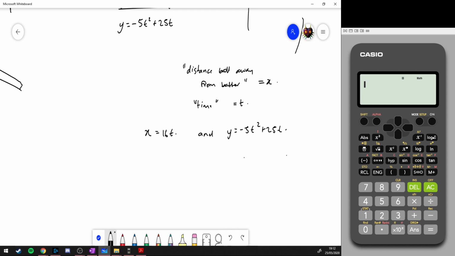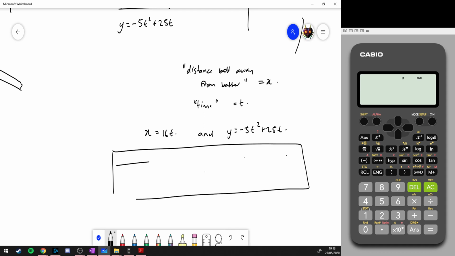the distance from the person. As time progresses, the ball is getting further away, but it also makes a parabolic arc up and down based on the height. With this information, we can turn it into a graph based on t. So what we're going to do is draw up a table of values, but this table of values is going to be based on t.